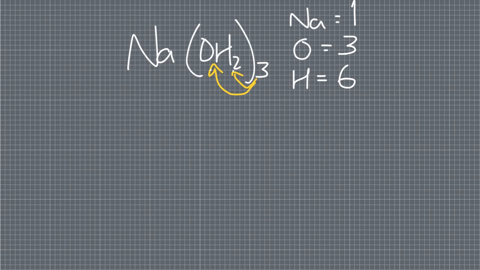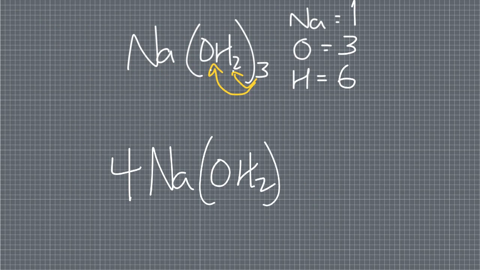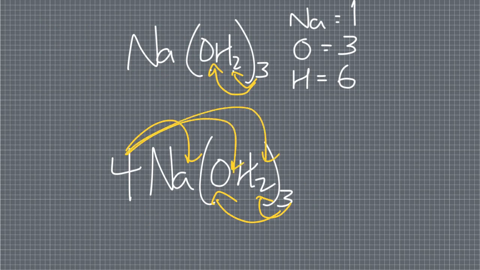Lastly, if we put everything together, so we're going to have the compound 4 NaOH2 3. I'm again going to follow the same rules where I'm going to be distributing. Typically what you're going to do is distribute the 3 first, and then you would distribute the 4 through the entire thing. I would distribute my 3 to my oxygen and the 3 to the hydrogen, and then I would distribute the 4 to both the sodium, the total of oxygen, and then the total of hydrogen.